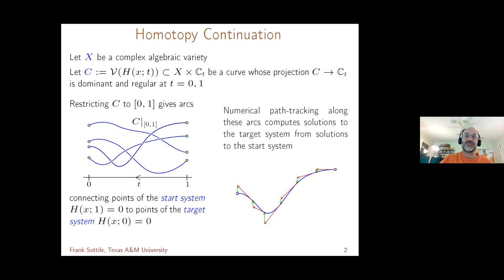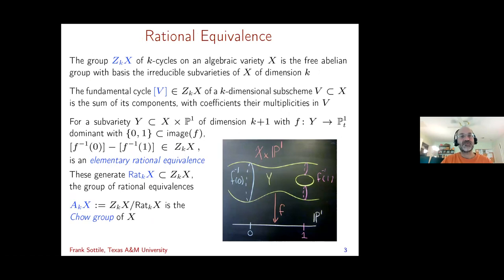So let me tell you the basic idea of rational equivalence. The group Z_k of k-cycles on an algebraic variety X is a free abelian group whose basis is all the irreducible subvarieties of X of dimension k. It's enormous. Now the fundamental cycle of a k-dimensional subscheme is an element in this group.